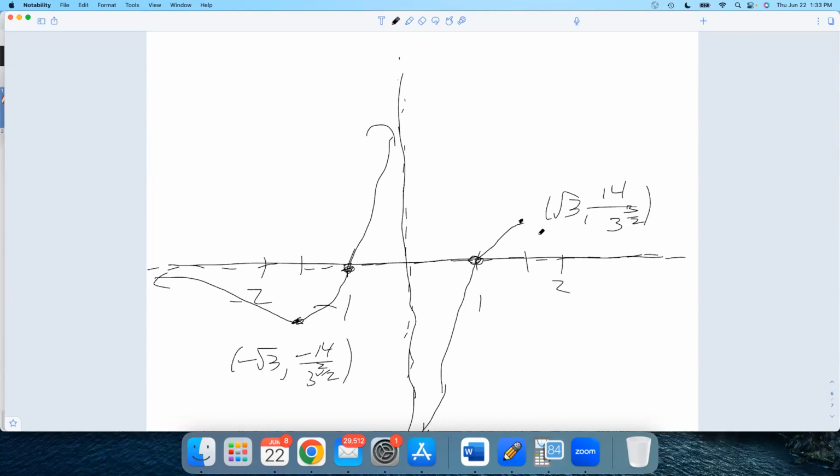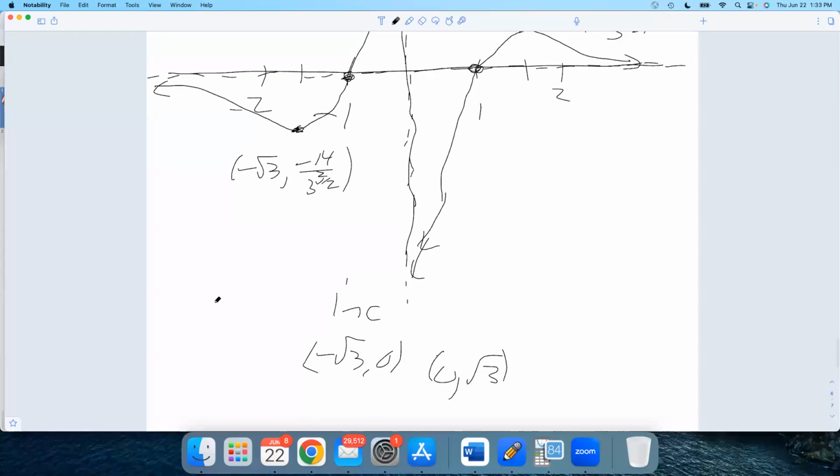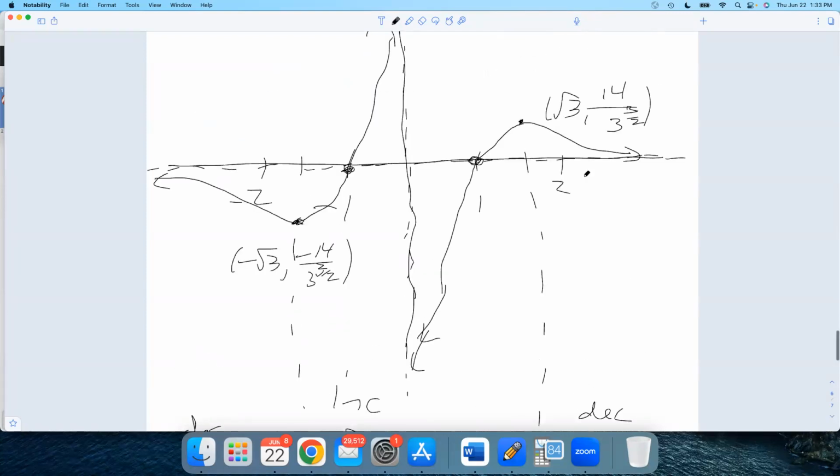And similarly over here, I say this thing is decreasing. It can't do that. There's no intercept there. It has to do this. That's an asymptote. So the region where we're decreasing was negative infinity to negative root 3. That's decreasing. And then decreasing again over here, root 3 to infinity. Look, the graph's going down.